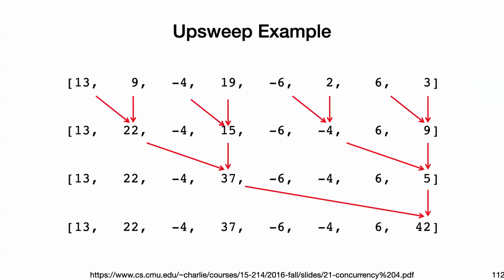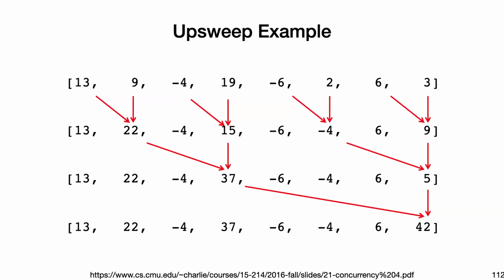So we can do an example. We have this input array: 13, 9, -4, 19, -6, 2, 6, 3. In the first layer of the upsweep, we add up neighboring pairs. So 13 plus 9 is 22, negative 4 plus 19 is 15, negative 6 plus 2 is negative 4, 6 plus 3 is 9.